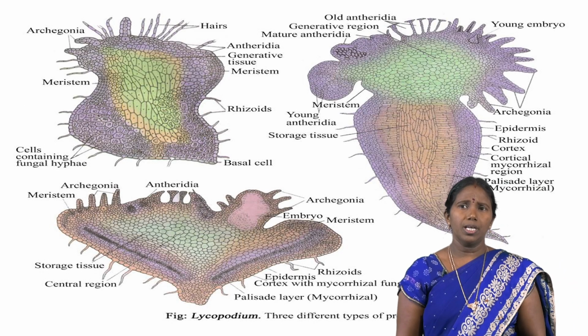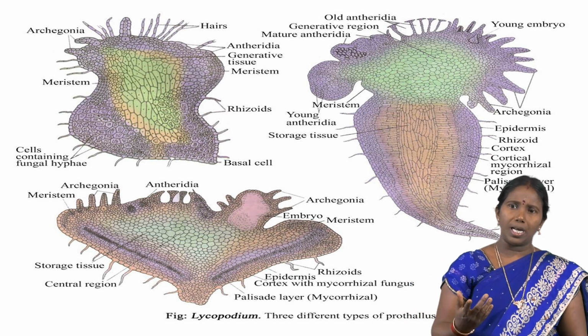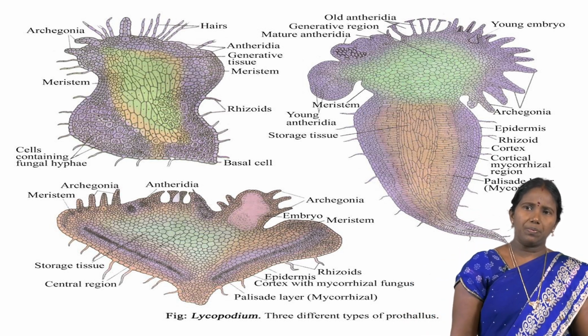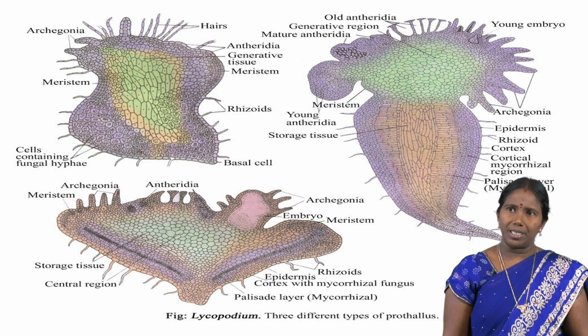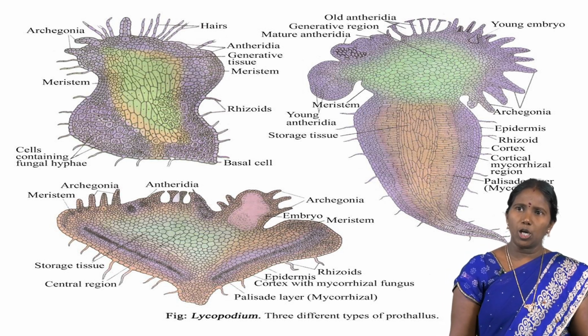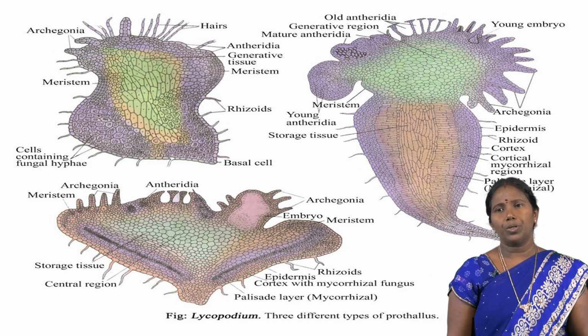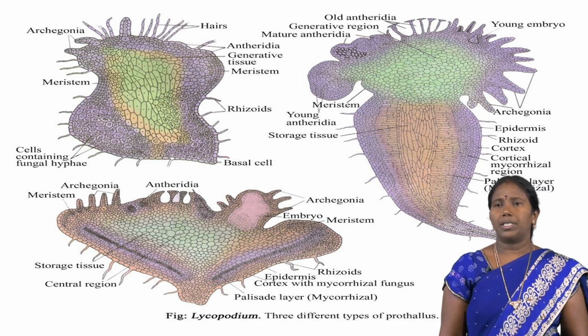This slide shows different types of prothallus. First is Lycopodium phlegmaria, then Lycopodium clavatum, then Lycopodium complanatum, and the third one is Lycopodium clavatum.